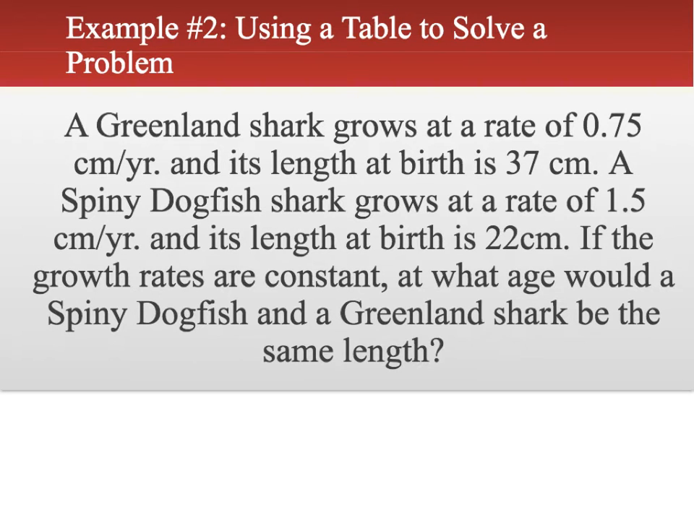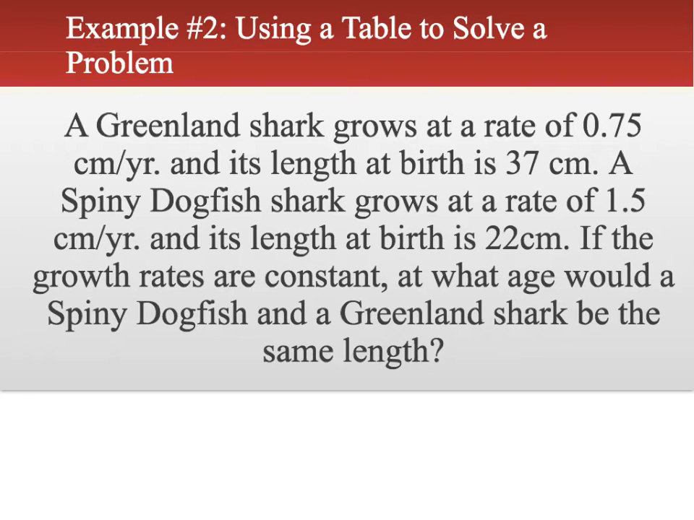In example 2, we begin using a table to solve the problem. It's almost kind of like our way of doing guess and check, but making it organized by putting it in a table. So in this problem, it says a Greenland shark grows at a rate of 0.75 centimeters per year, and its length at birth is 37 centimeters. A spiny dogfish shark grows at a rate of 1.5 centimeters per year, and its length at birth is 22 centimeters. If the growth rates are constant, at what age would a spiny dogfish and a Greenland shark be the same length?